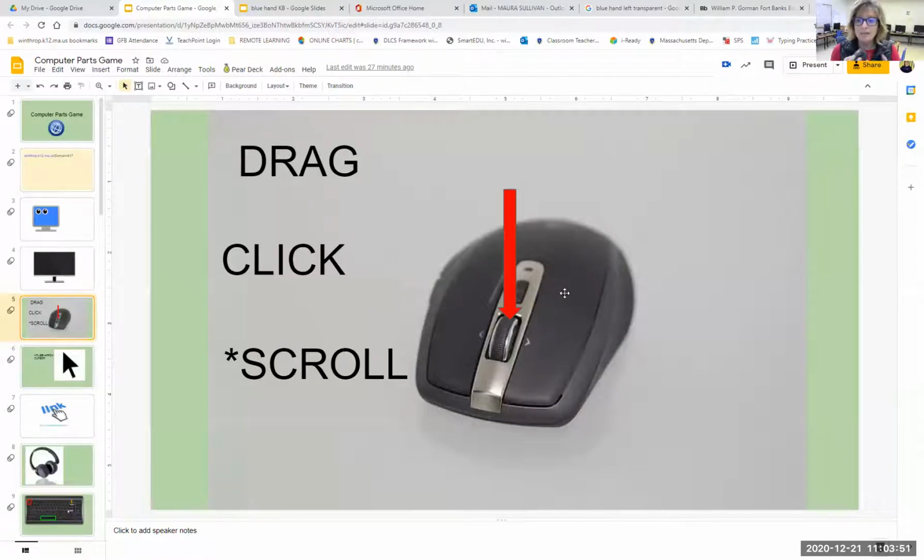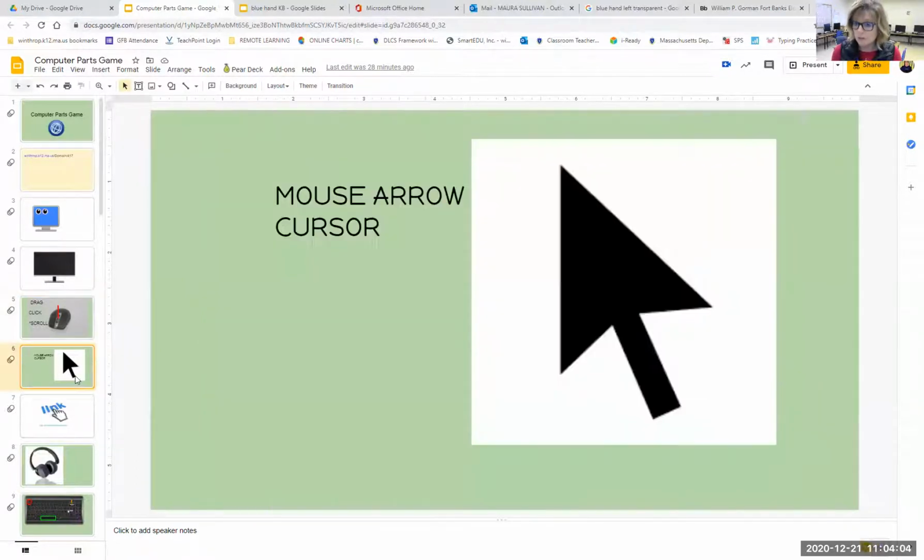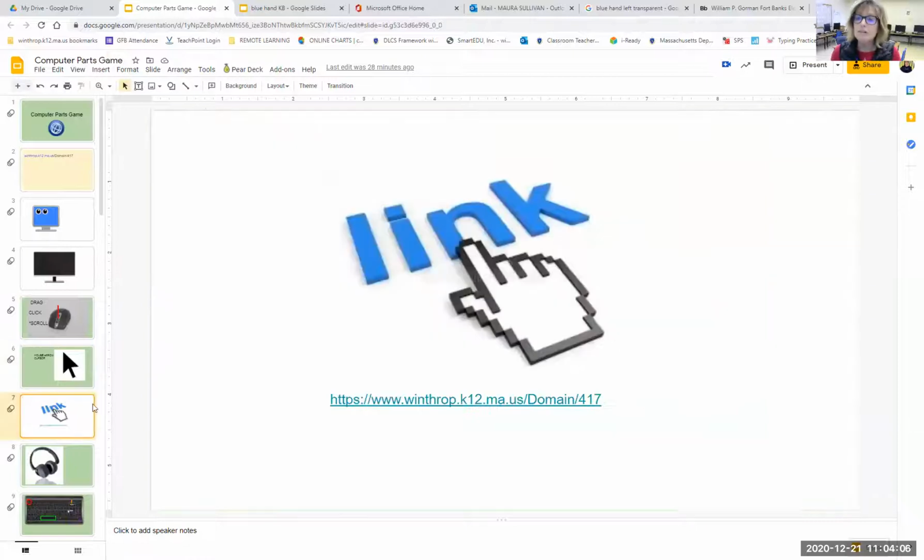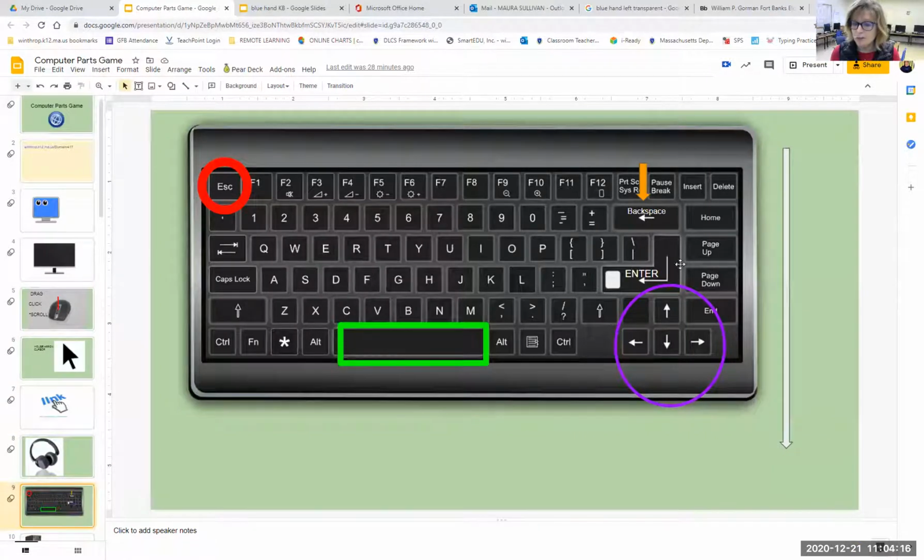And remember, your mouse can click, it can drag, and it can scroll with the wheel. Some of you might also use a trackpad for that. Sometimes your mouse, boys and girls, looks like an arrow, but sometimes it looks like a hand or a link, and a link will take you somewhere. So those are like the hands for the computer. This is also like your hand, boys and girls.